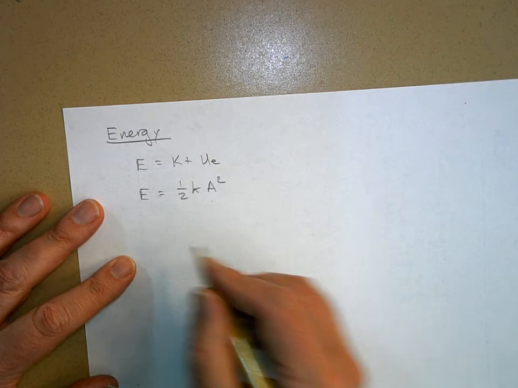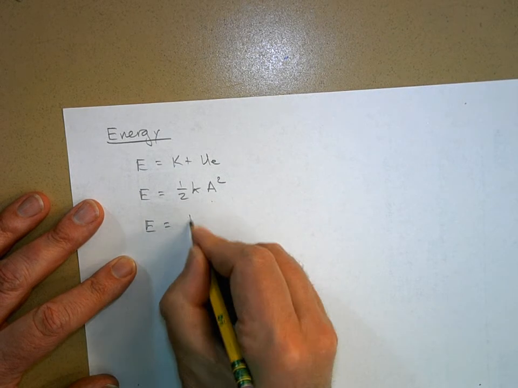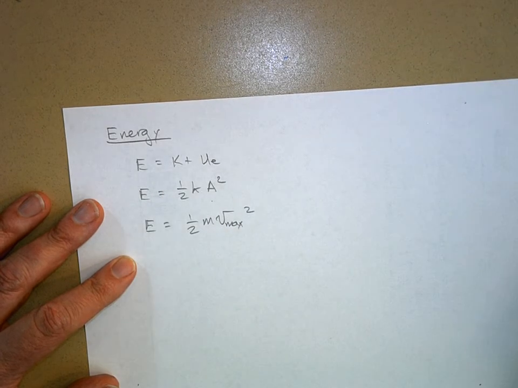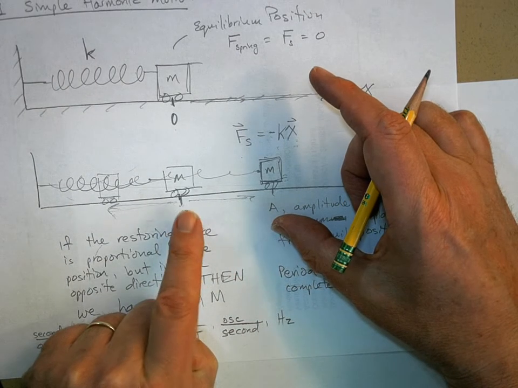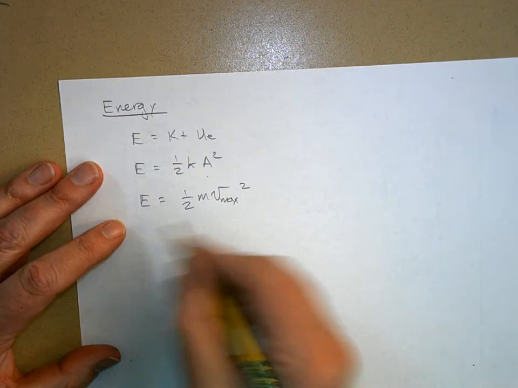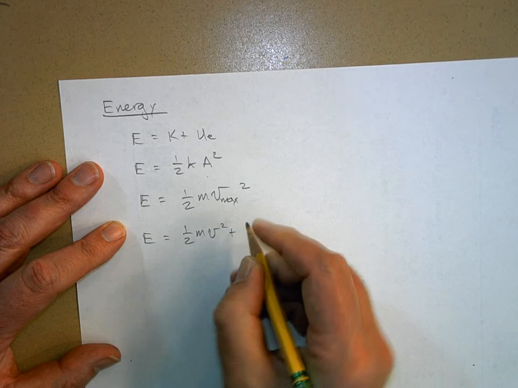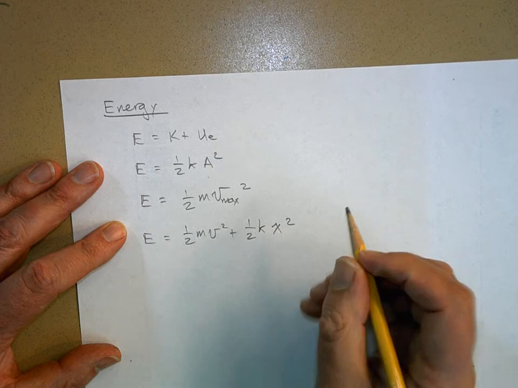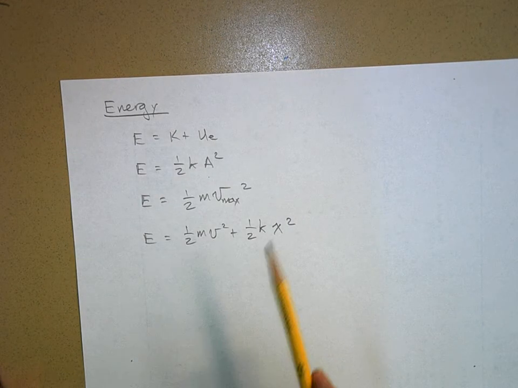Well, but if you're in the very center, E equals 1/2 m v maximum squared. Where's the maximum velocity? Well, if I pull this thing back and release it, the maximum velocity is going to happen right in the center. Or if you're somewhere in between, E equals 1/2 m v squared plus 1/2 k x squared.